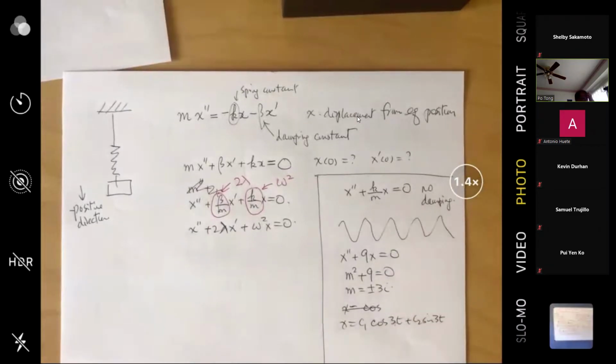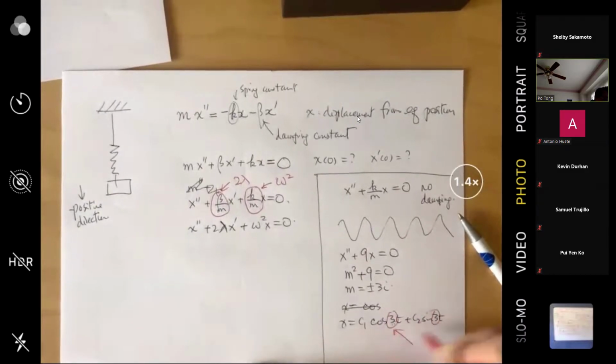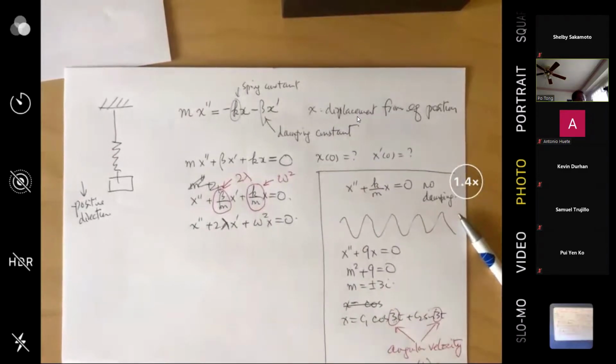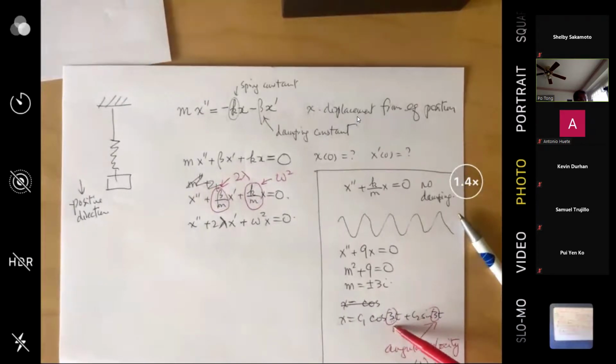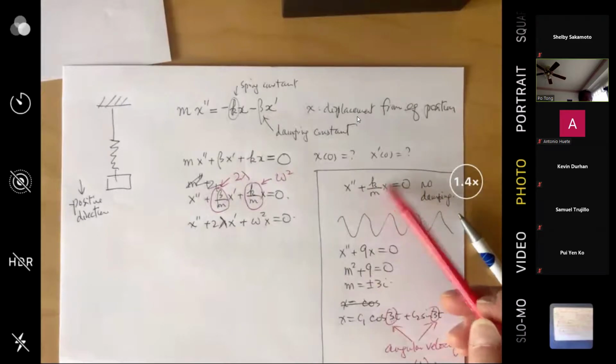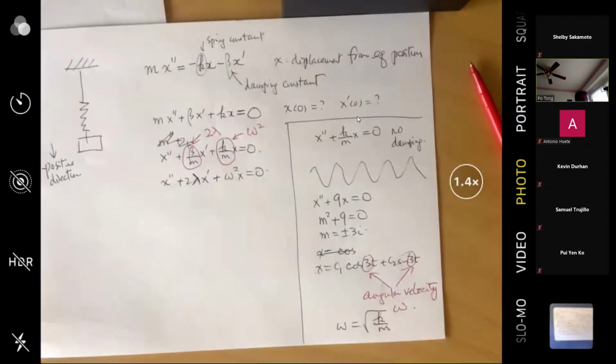So this 3 here is called the angular velocity, and they usually denote it by omega. So this omega is actually 3. Where does the 3 come from? It's the square root of 9. What is the 9? The 9 is k over m. So you can probably see that this omega is actually the square root of k over m, right? Can you see that?